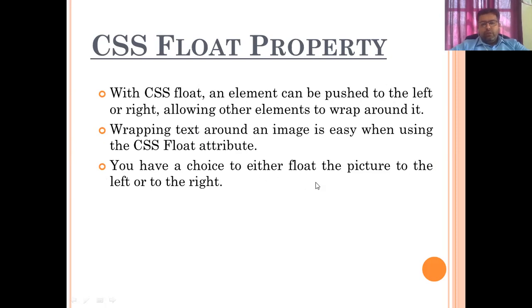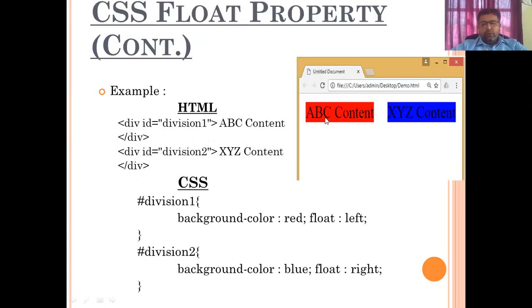You have a choice to either float the picture to the left or to the right. So basically, let's see the examples, we will get a better idea. Division ID, division 1 and division 2. In division 1, the content is ABC content, and XYZ content. Division 1 has background color red and float on the left. Similarly, division 2 has background color blue and float on the right.